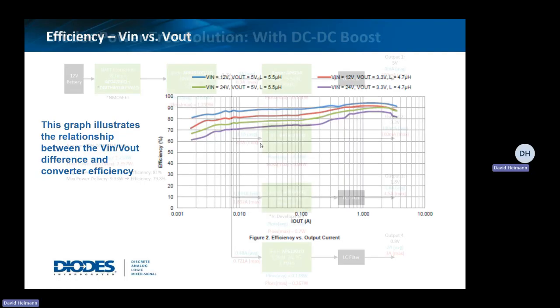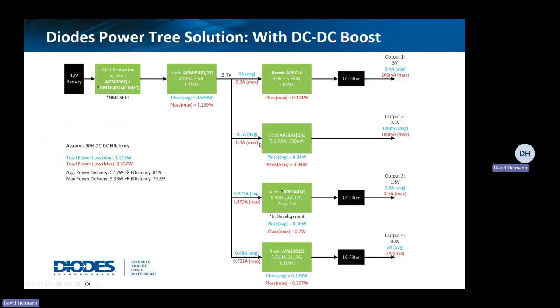Okay, so that input to output voltage difference does have a significant effect on the efficiency of the converter. So we take a look at the power tree that we came up with for this particular customer. You'll notice here that we have the 12 volt in. Since this is an automotive power tree, we're including the reverse polarity protection, which is an ideal diode controller in this case. We also do the first stage buck.